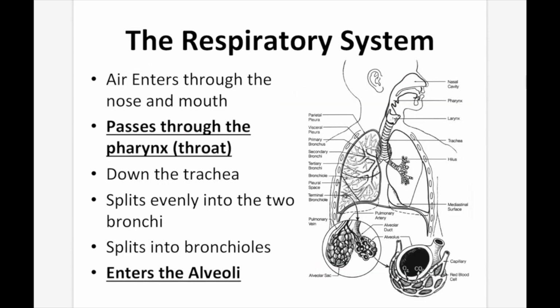The respiratory system. So how does the respiratory system actually function? First up, air is going to enter through the nose and the mouth. So right here, air is going to go in. It's going to pass through the pharynx, which is this area right there, down the trachea, right here, into the bronchi, into the bronchioles, and then it's eventually going to end up in the alveoli, which we see blown up right there.